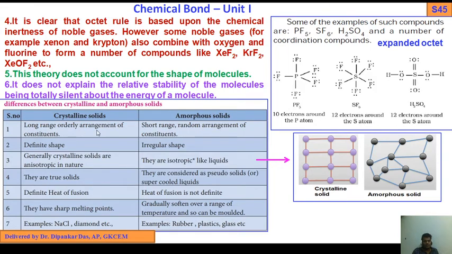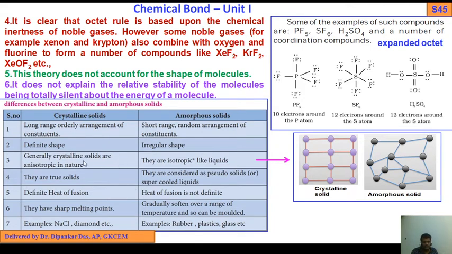Long range orderly arrangement of constituents. Short range random arrangement of constituents. Random, that is, atoms, molecules, ions are not arranged orderly. Definite shape in crystalline solids, obviously. Irregular shape in amorphous solids. You see how fine the structure, how irregular the shape.